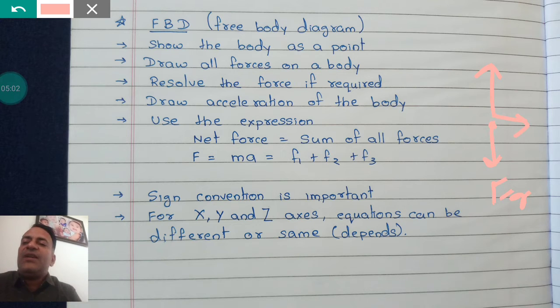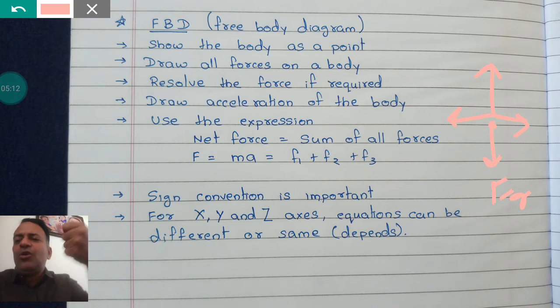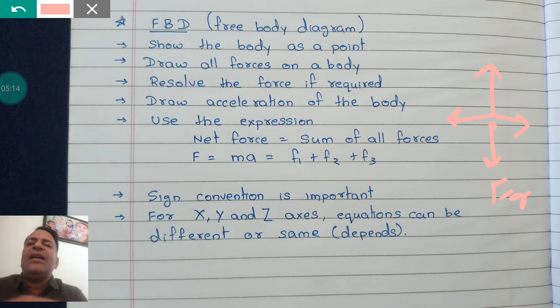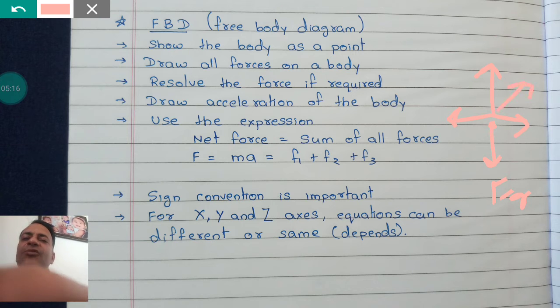Okay, if some person is standing on the other side and applying force on the same body, then that force also has to be drawn. Now, in spite of that, if the body is connected to some string and the string is pulled, then the body will also experience that pulling force. Then that force also you have to draw.